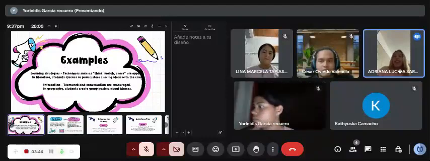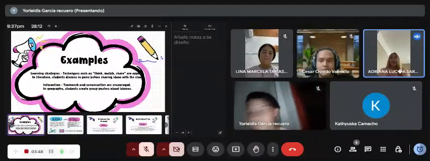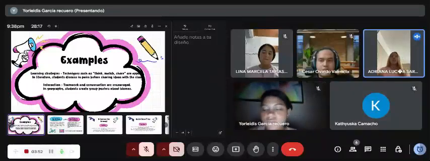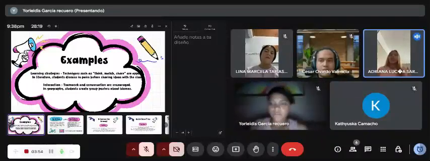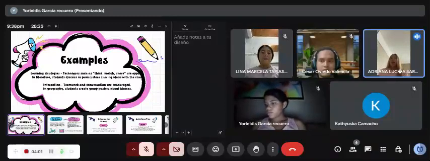Okay, learning strategies is about techniques such as think, pair, share. We can create spaces, for example, in a literature class, spaces where the students can share ideas and discuss topics, and this can help to improve creative and critical thinking also.